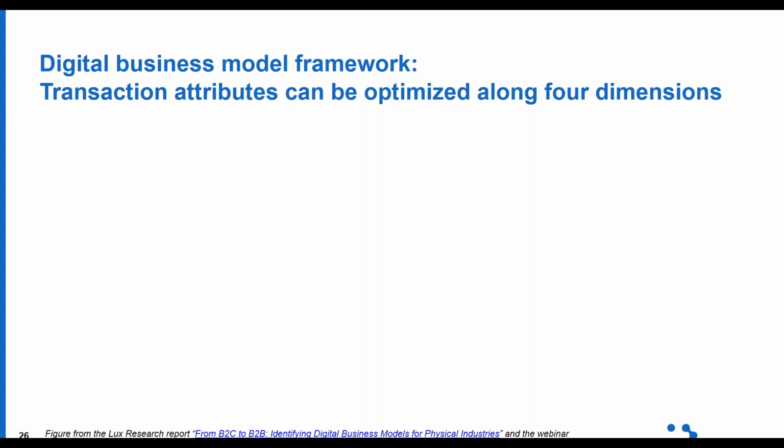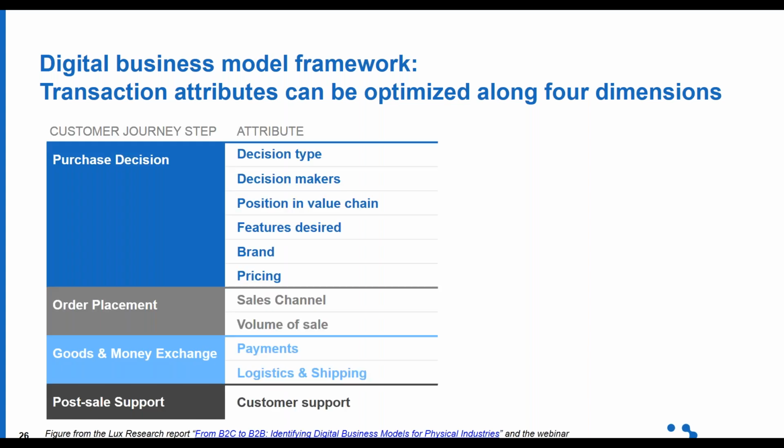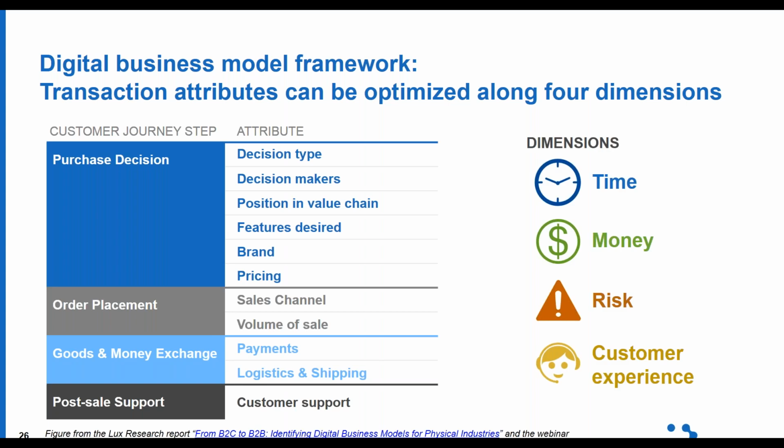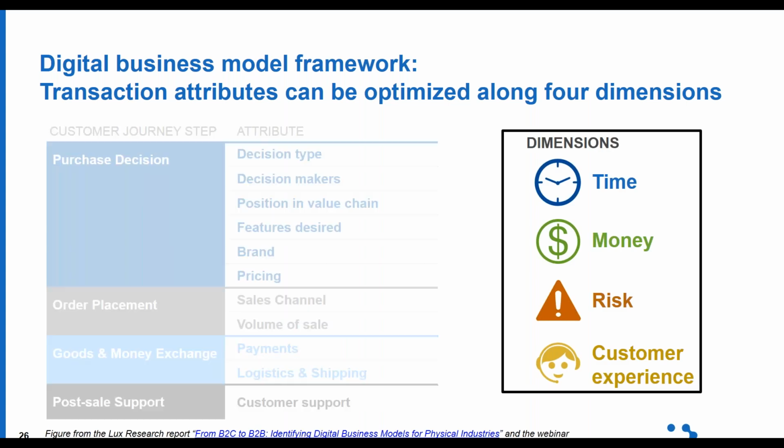Now, Lux built a digital business model framework that takes the customer journeys and different attributes into account, as well as 4 key dimensions. Today, I'm just going to focus in on the dimensions, but we do have both a full report on this topic as well as a webinar. So if you're interested in diving deeper into the digital business model framework, I absolutely encourage you to check out those reports. The 4 dimensions we're going to be considering today are time, the time of the transaction; money, especially the additional cost of any sort of friction within that transaction; risk, in terms of both the price as well as the risk of a consumer going elsewhere; and lastly, the customer experience.